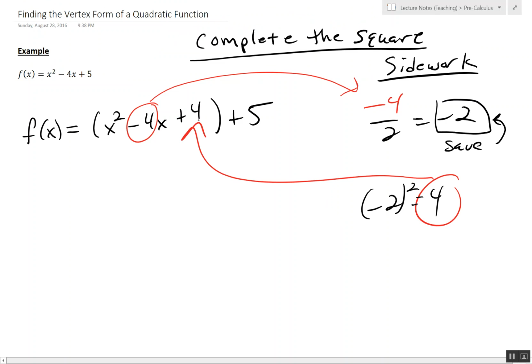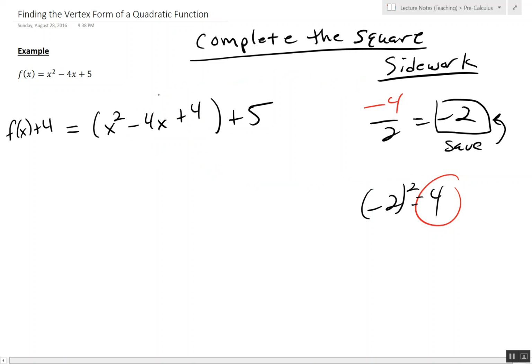But we said that if we add 4 to one side, we have to add 4 to the other. So you may think this is what we will do. And this is technically not wrong. I added 4 here and I add 4 here. But we almost never write that. This is what we write instead. We would write x squared minus 4x plus 4, and we would write plus 5 minus 4.